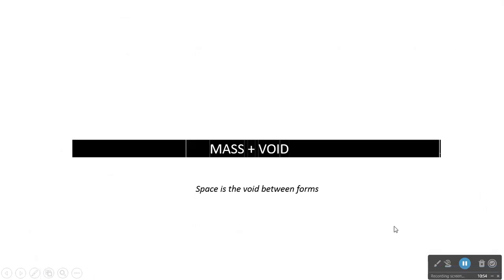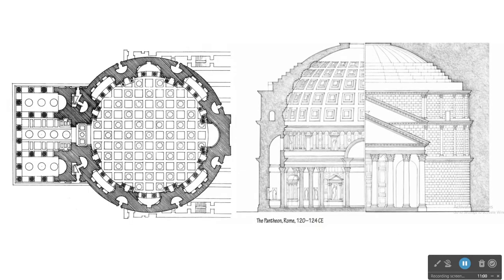So again, we talked about architecture being mass and void. Mass is form and void is the space. So space is the void between forms. And I wanted to talk a little bit about the idea of void. Here we start seeing it. If you call this poche, so if you want to sound smart and say this French word, it's called poche, which simply means pocket.